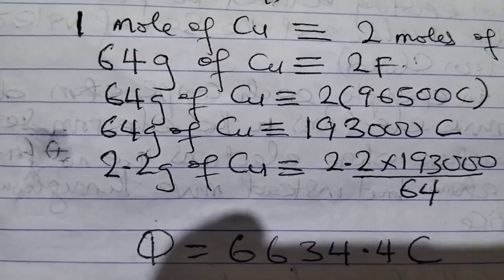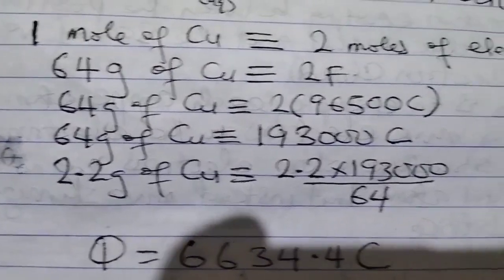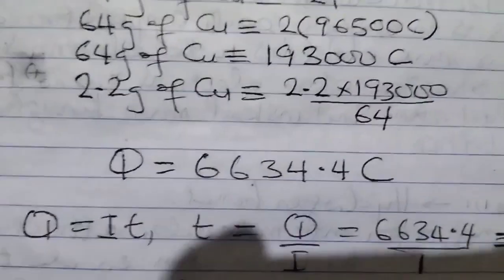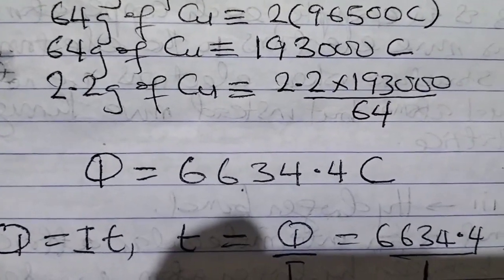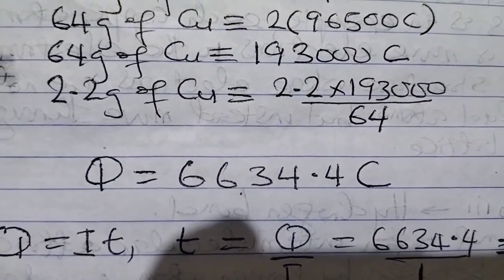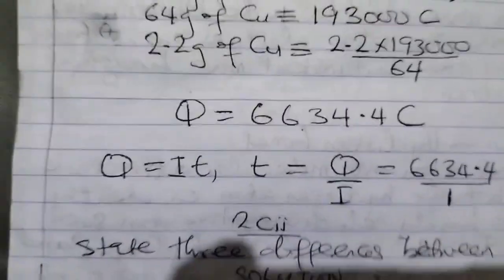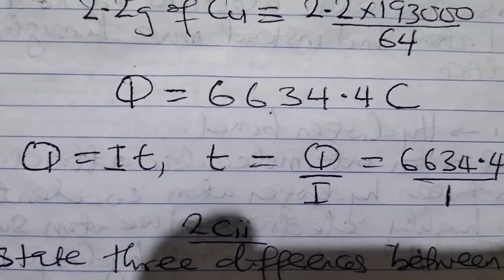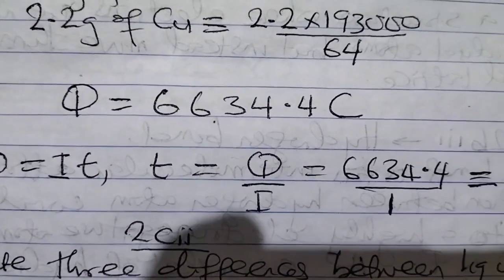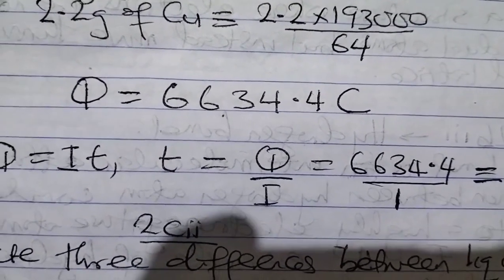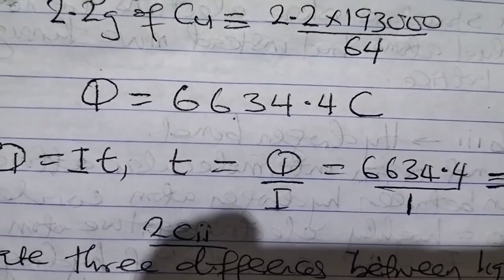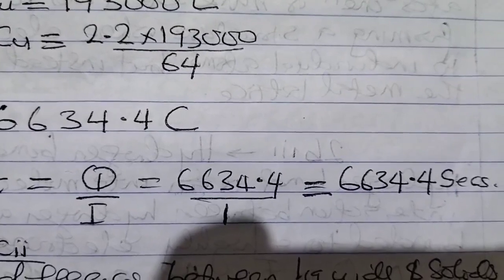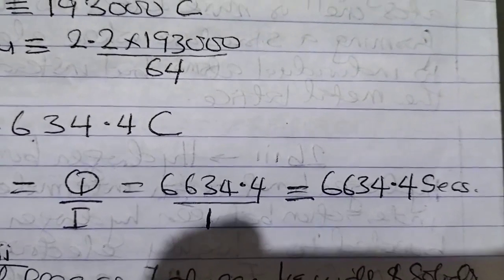Therefore, 2.2 gram of copper will give us 2.2 times 193,000 all over 64, and that will give us 6634.4 coulombs of electricity. That's the quantity that was passed during the experiment. Then going from the formula, Q is equal to IT. We make time the subject, time becomes Q over I. Q is 6634.4 and I, the current, is 1 ampere. So we'll divide, and we still have 6634.4, this time in seconds, as our answer.